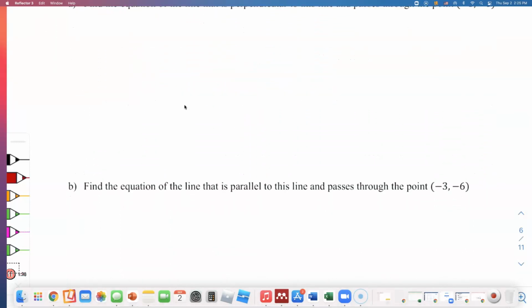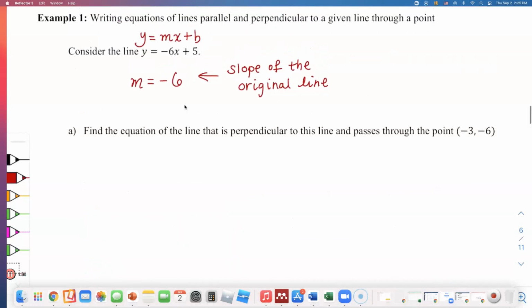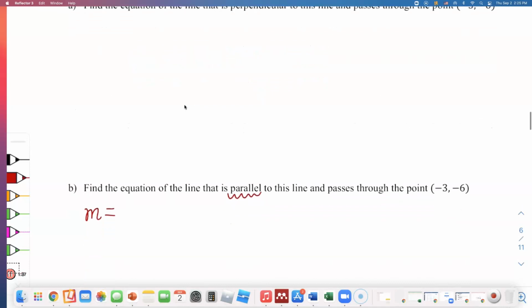So to be parallel to this, take a look down here on part B. In part B, we're going to write an equation of a line that is parallel to this line. So the slope that we have to use for part B should be the same as the slope of the original line. So down in part B, I'm going to use negative 6. Okay, they have to be the same.